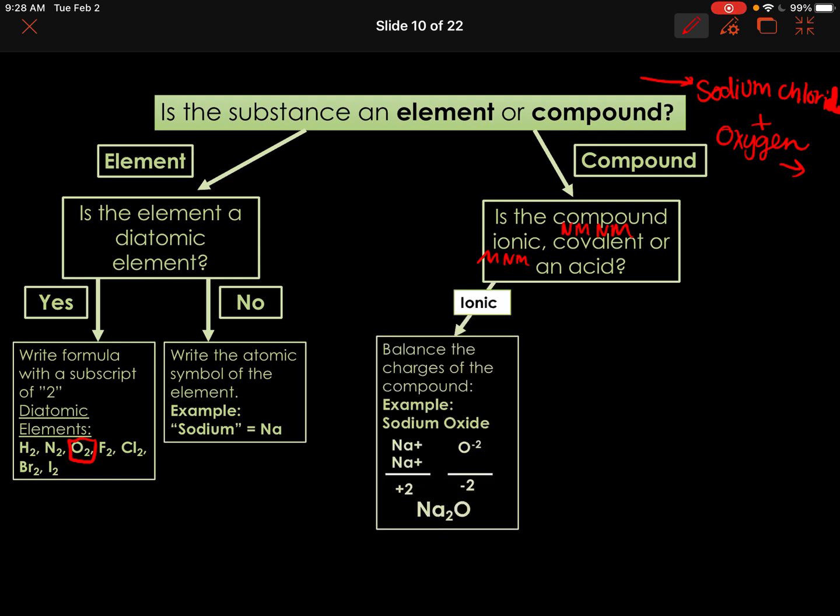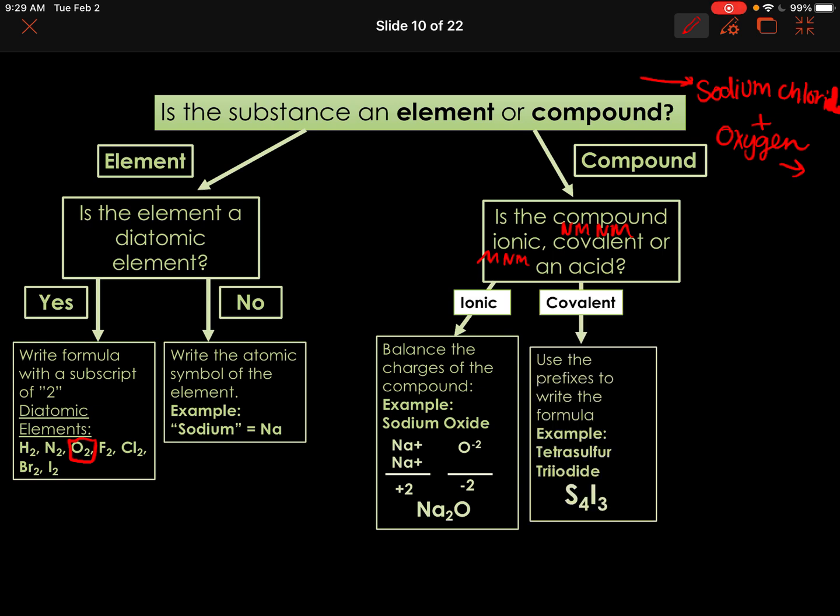So for an ionic compound, what we have to do is balance the charges. Here's another example, sodium oxide. We have to balance the charges of sodium. Sodium has a positive 1 charge. We got that from the periodic table. Oxygen has a negative 2. We got that from the periodic table. When we balance those, we want to make sure that the positive and negatives cancel out. So we add another sodium, and that'll give us Na2O.